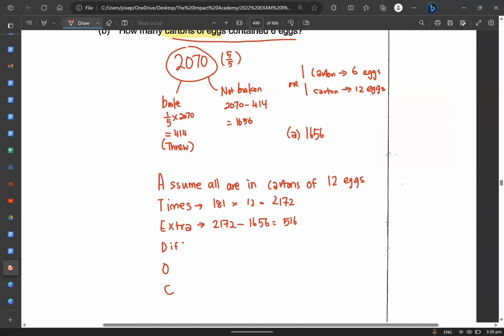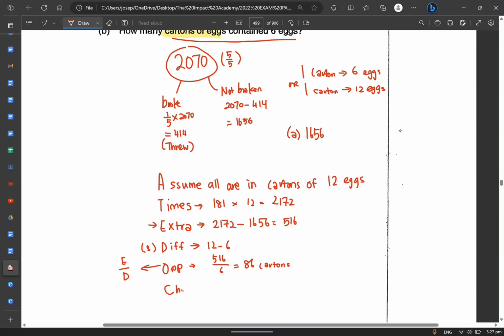My difference has to be 12 minus 6. What is this difference? This is a single difference, the difference in one carton. Now, of course, my answer will actually be 516 divided by 6. Why? Because the formula is E over D, E as in the extra over here, over D as in the difference. So 516 divided by 6, we get 86 cartons.